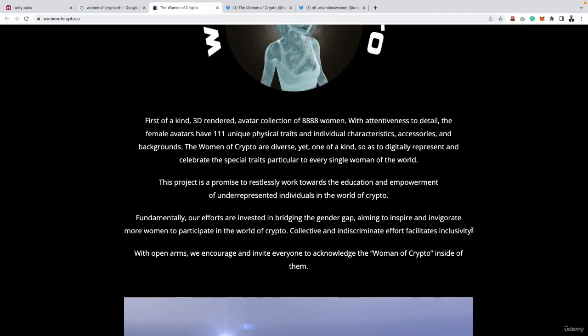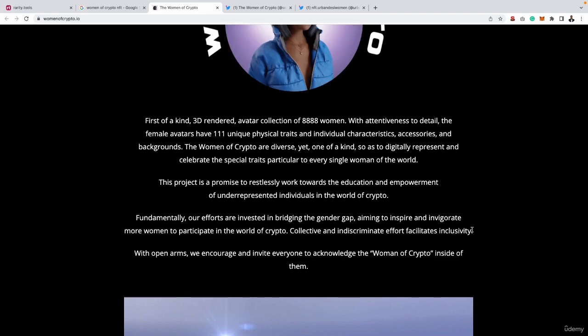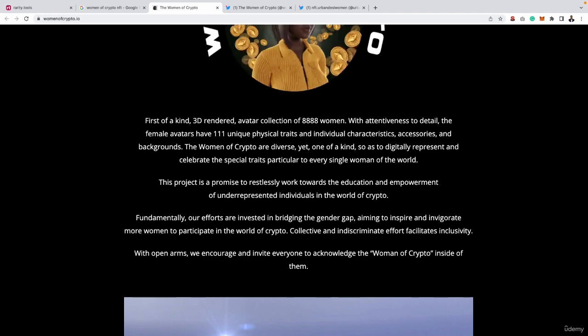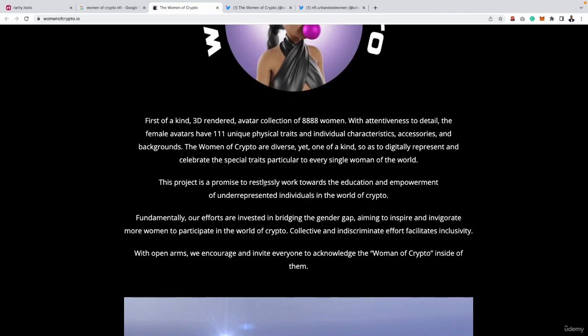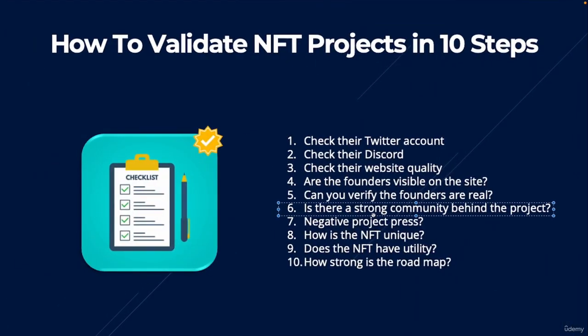However, the more you do this, you're going to pick these things up a lot quicker and more naturally. And I can tell already that there is going to be a community behind this based on what they are saying on the website. So again, I'm happy with what I'm seeing for number 6. So number 7 of the checklist, is there any negative project press?